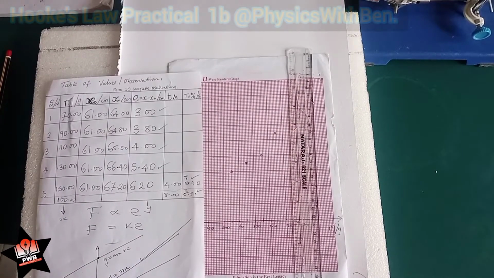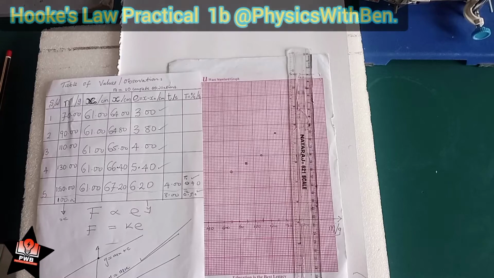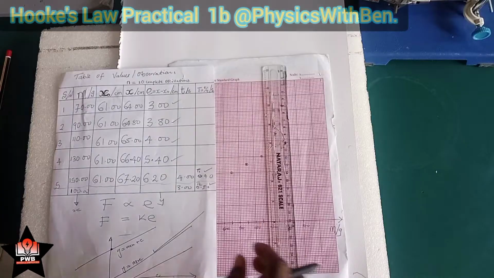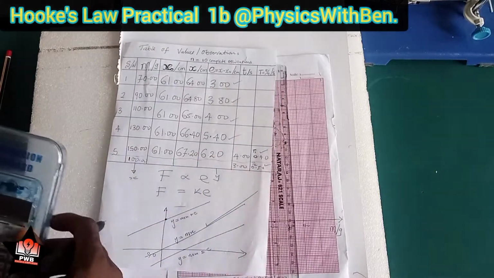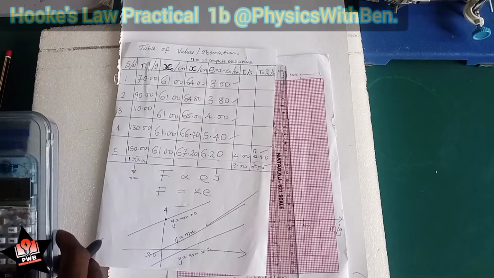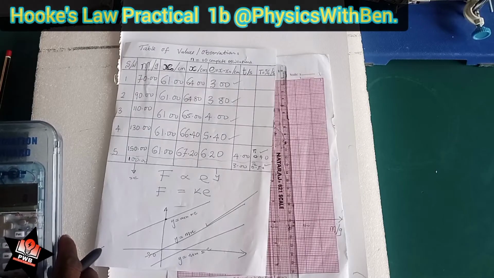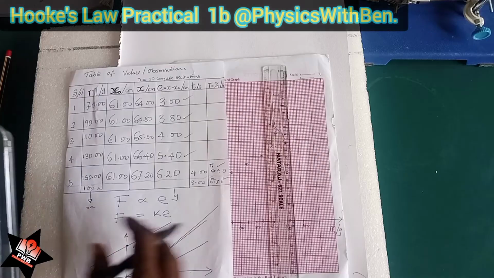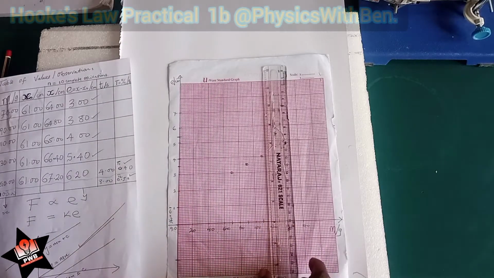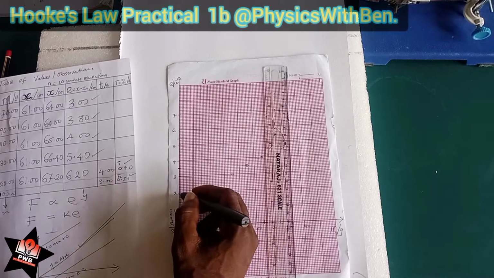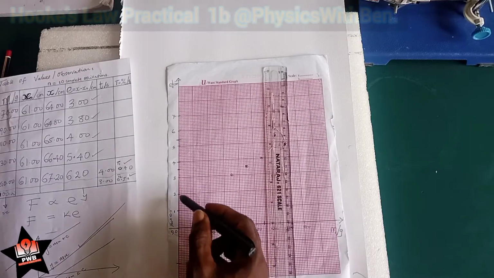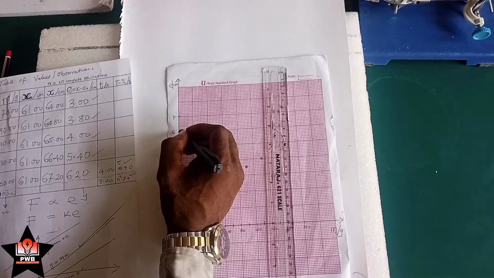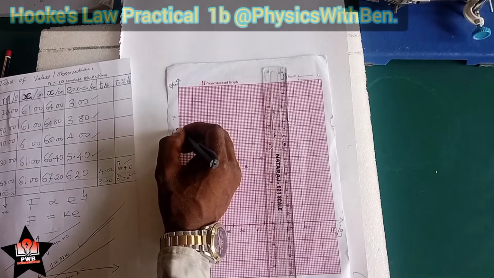And then the last point is 6.2 as against 150. How to get 6.2 precisely on the graph? 6.2 divided by 0.1 will give us 62, meaning 62 small boxes. Let's count. This is 10, 20, 30, 40, 50, 60, 61, 62.